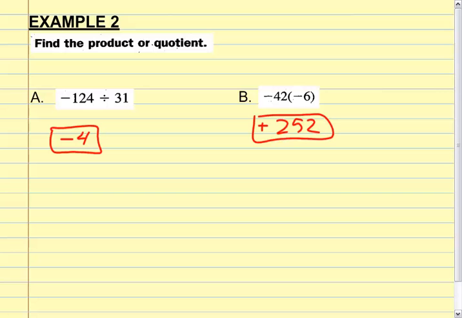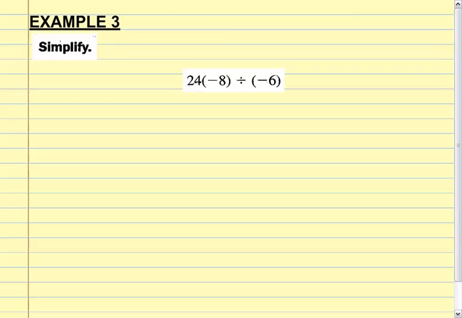Nice. Well done. All right. You ready for the next one? Yeah. All right, here we go. Example number 3 says simplify.